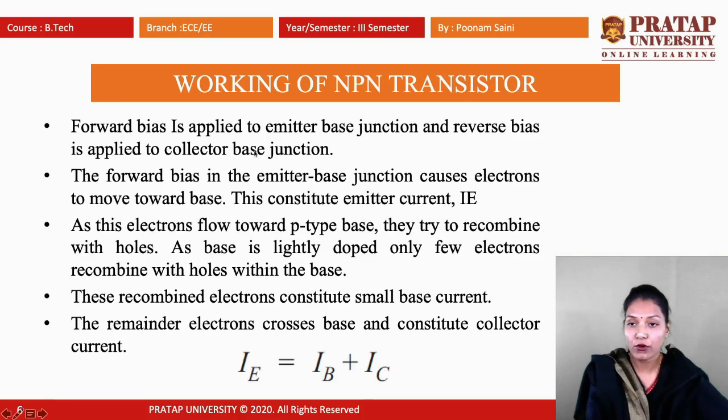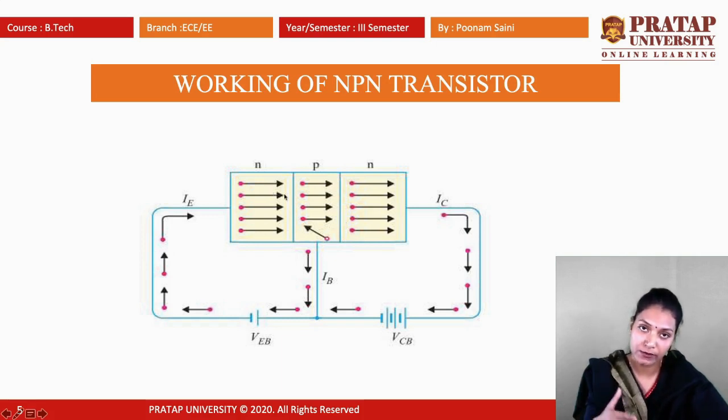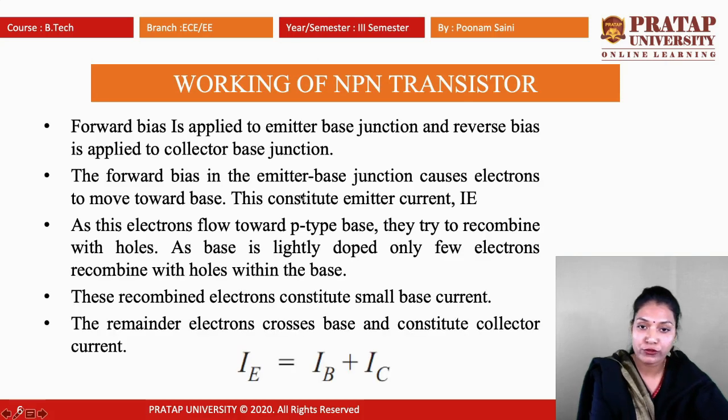Forward bias is applied to the emitter-base junction and reverse bias is applied to the collector-base junction. I already told you in the last slide that this junction should be forward biased and this junction should be reverse biased. When one junction is forward biased, it is in the active mode, and the one in reverse bias is in the off mode. So one should be forward biased and one should be reverse biased.